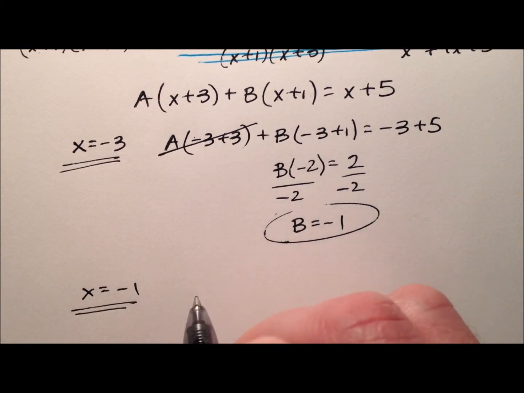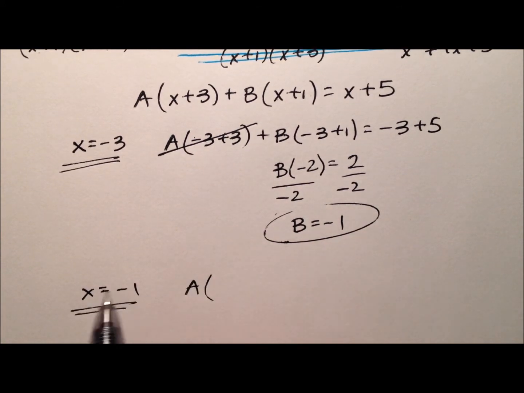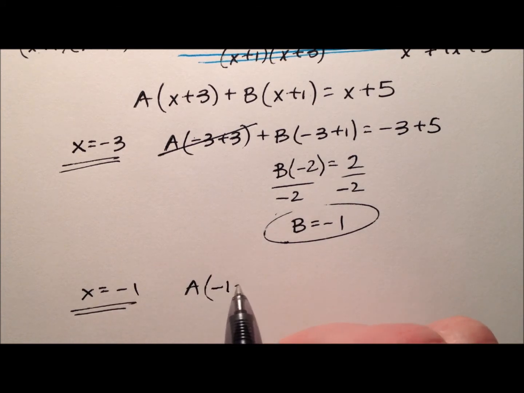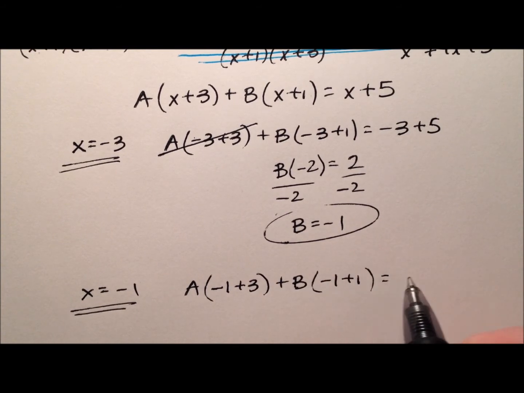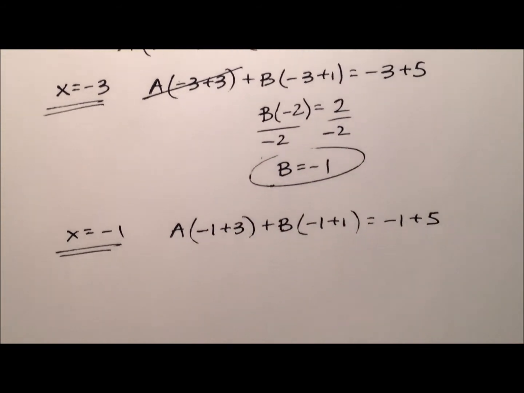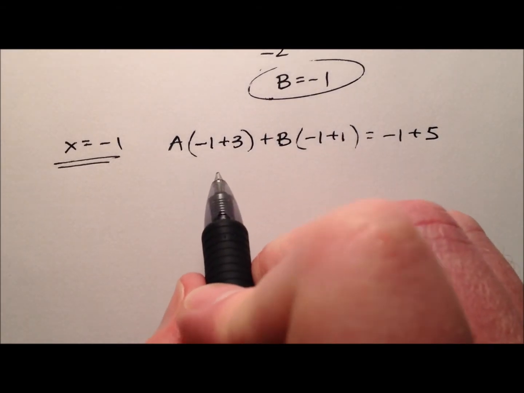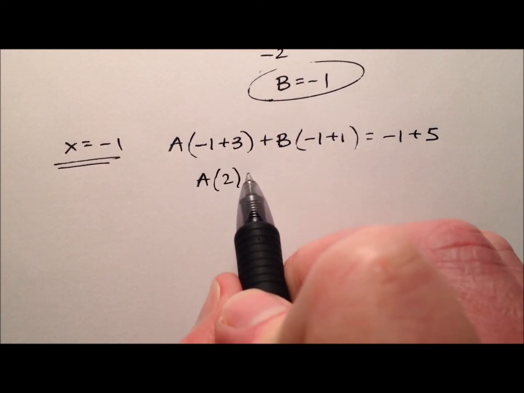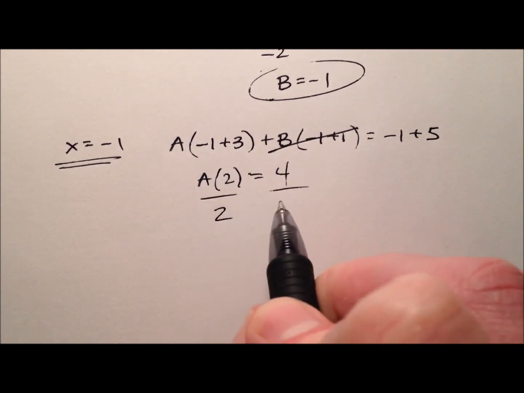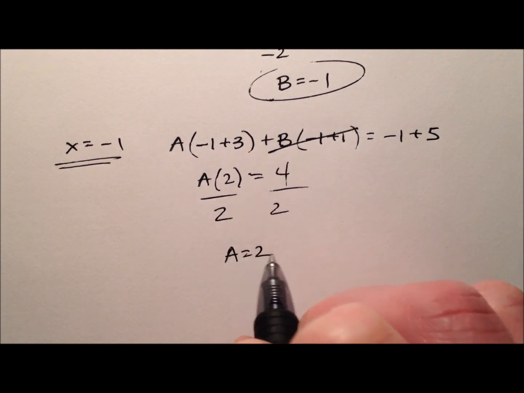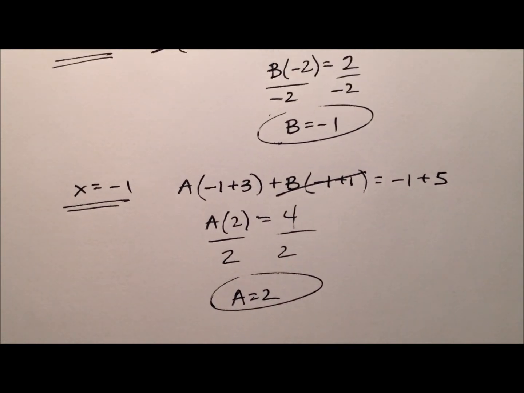Okay, so when I do that, a times, and now I'm plugging in negative 1 for all the x's, so negative 1 plus 3 plus b times negative 1 plus 1 equals negative 1 plus 5. Well, okay. This ends up being a times 2, and that goes away, and that equals 4. So when I divide both sides by 2, a equals 2. Okay? Well, now I have the constants. I'm good to go. Okay, so what does this look like now? A is 2, b is negative 1.